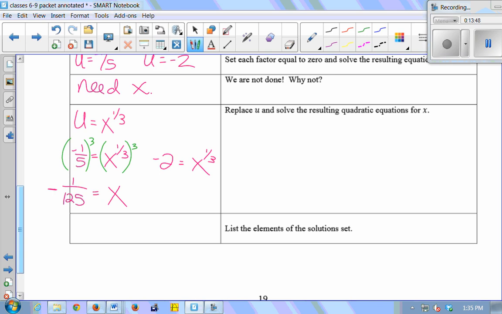Yes. Yeah, what is it? -0.08? Something like that? 0.008, yeah. Yep, that's fine.